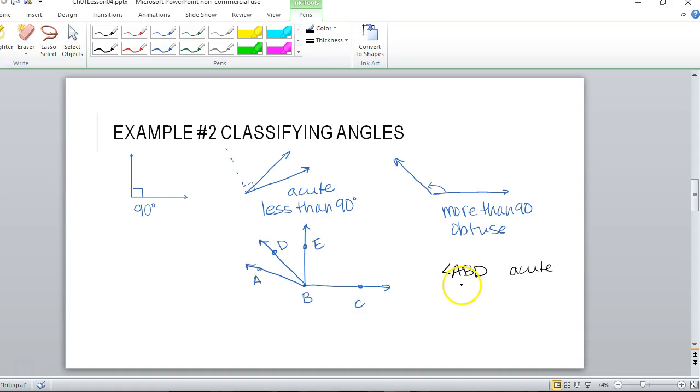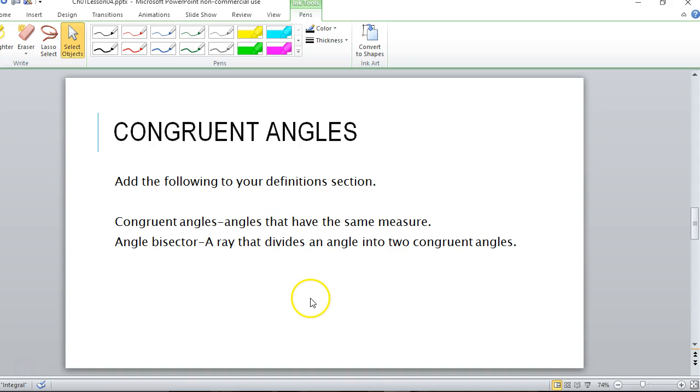All right, let's look at angle ABC. Angle ABC is obtuse. We know that that angle is greater than 90 degrees. All right, notice the vertex is in the middle when I name those angles, and I can't just say angle B because you wouldn't know which angle I was referring to. All right, add these two to your definition sections, congruent angles and angle bisector.